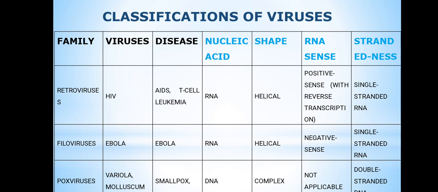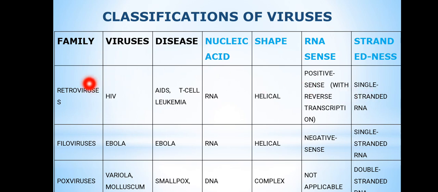Okay. Now, this table that I'm showing you, it's not a must that you master everything, but I'm just showing you that in case you come across this set of classifications, you can see that we are classifying viruses based on the family, the actual virus, the disease that they cause, the nucleic acid, the shape, the RNA sense, and the strand.